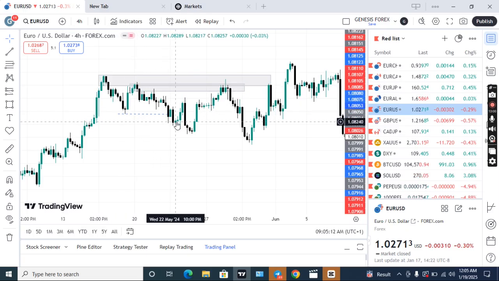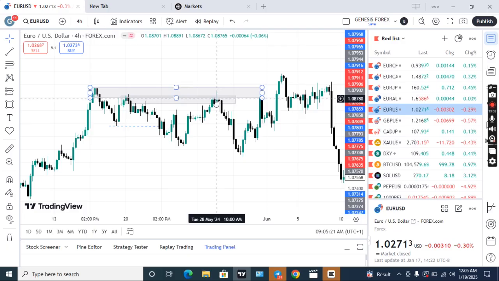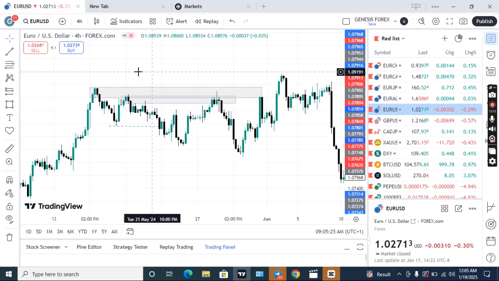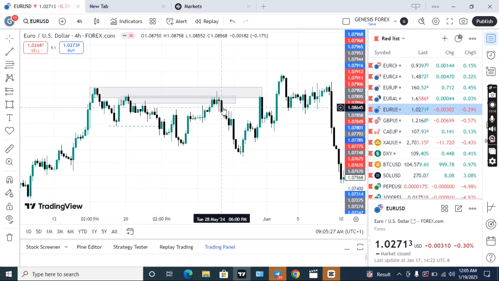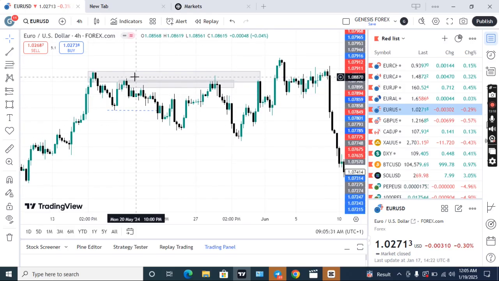So I wouldn't want to take this trade, to be honest, because this mitigation had happened before. You see the market came and mitigated a second time, came again, and completely took all these other blocks out. I personally wouldn't have taken this trade, trust me, because of the mitigation that had happened before the break of structure.